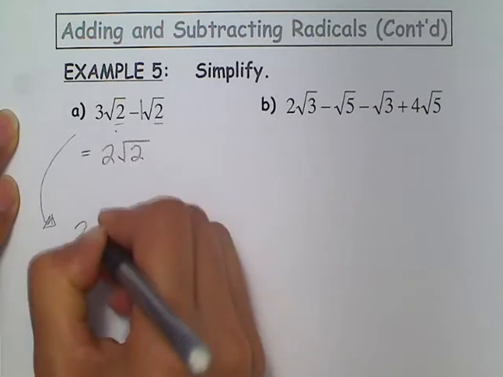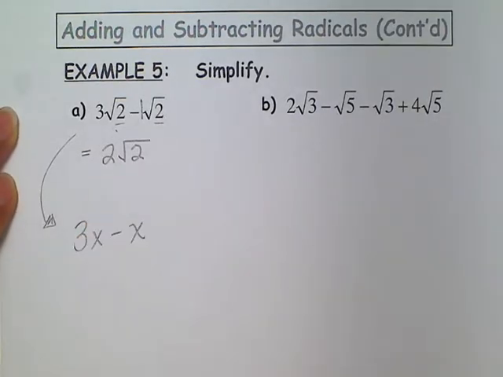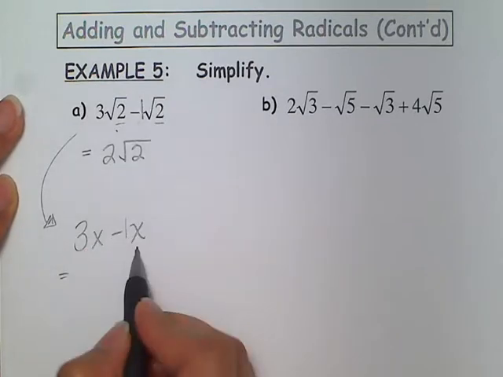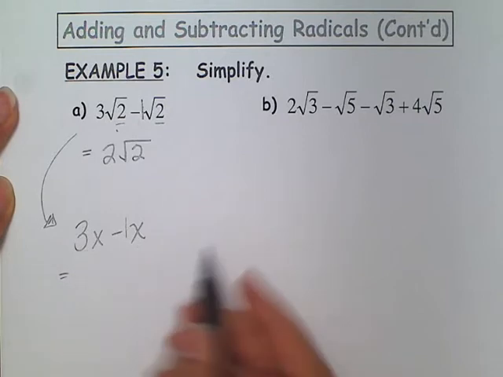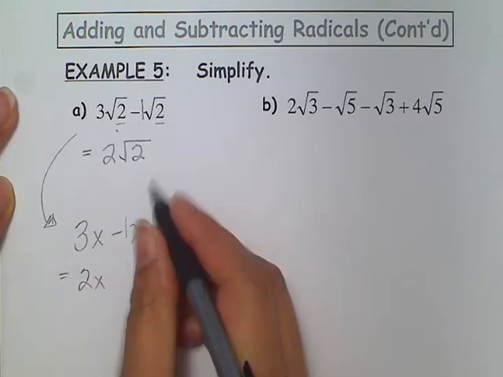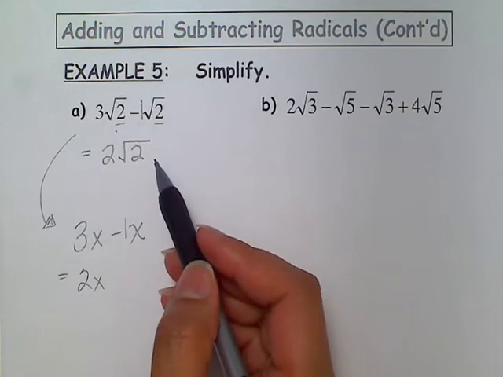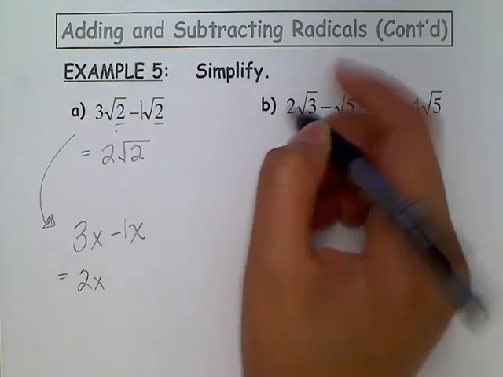This is similar to if you had 3x minus x. If you had 3x minus x, you would simplify this and say, okay, because the terms are like terms, I can subtract 3 and negative 1 and I get 2x. It's the exact same idea here. Instead of having a variable, now we have a radical.